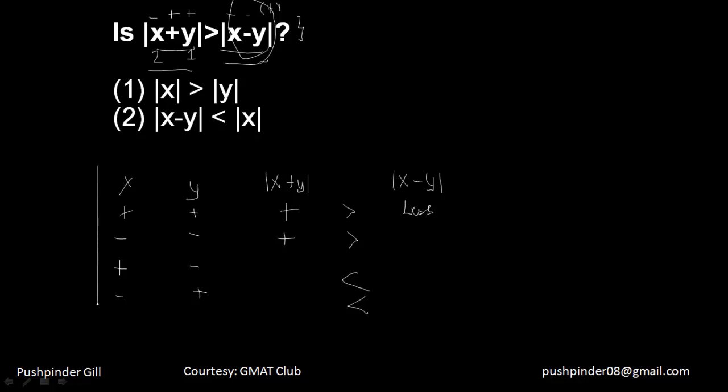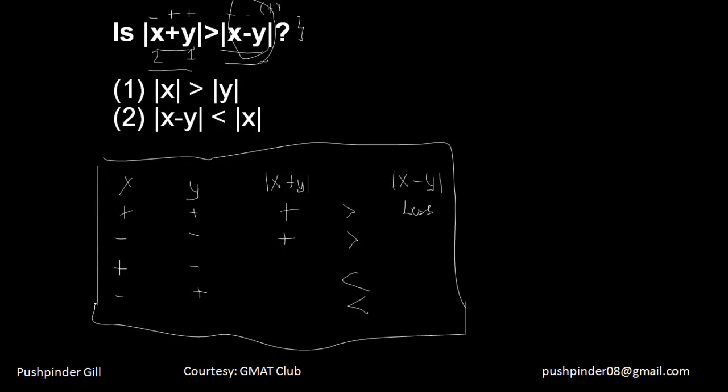This is what my table says, and based on this information, I just have to prove whether both are positive or both negative, or one of them is positive and one of them is negative, right? You could very well do this within a minute in your exam. I was just trying to explain it to you, that's why it takes a little time.